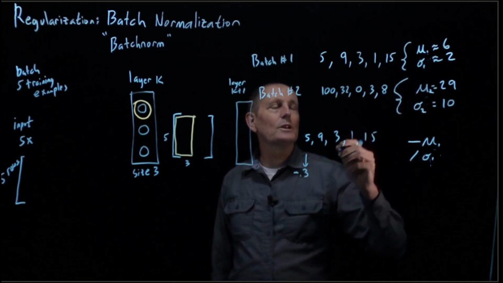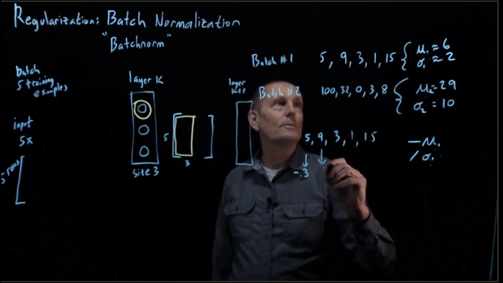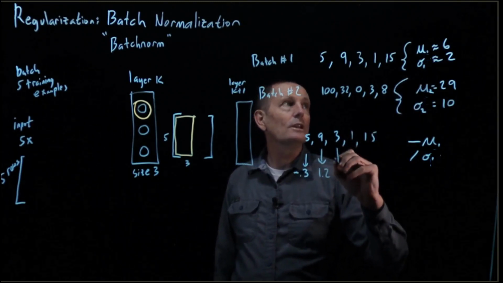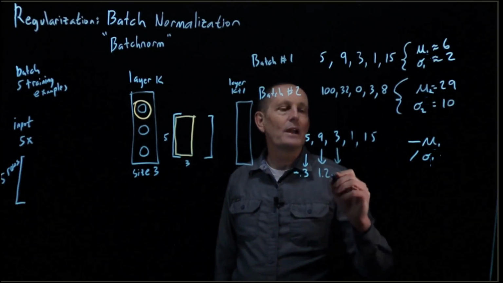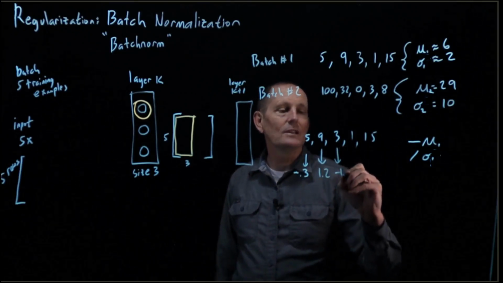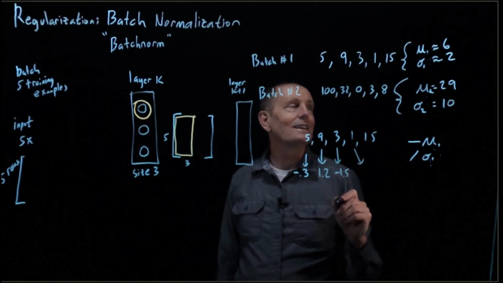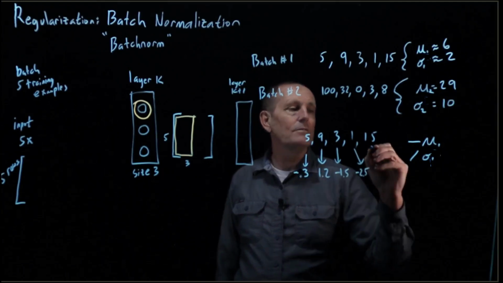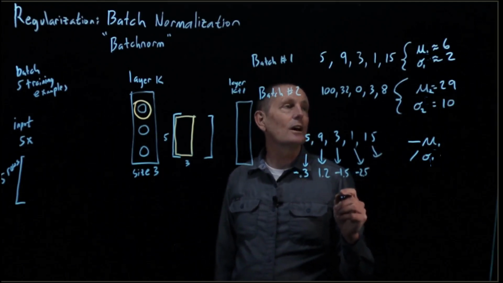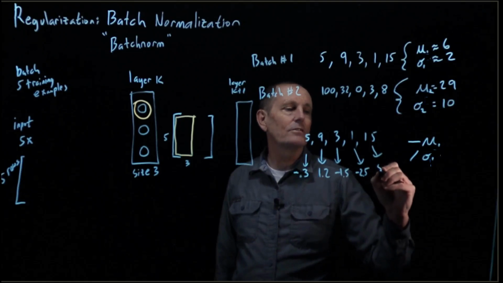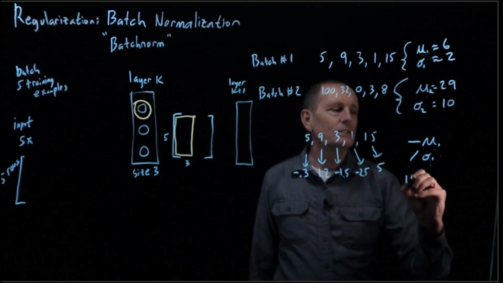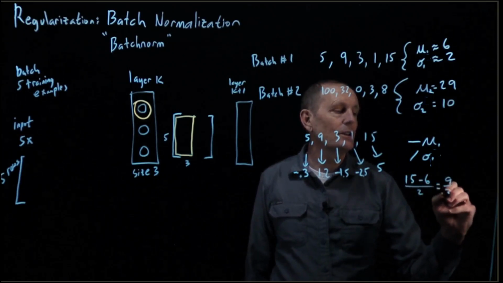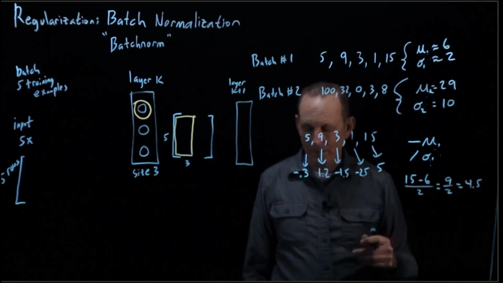9 is more than 1 standard deviation above 6, so that would be 1.2, let's say. 3 is maybe 1.5 standard deviations below the mean. 1 is more than 2 standard deviations below the mean. And 15 is quite a few standard deviations above the mean, so this is maybe 5. Let's try this one: 15 minus 6 is 9, divided by 2 equals 4.5. So I was close on that.